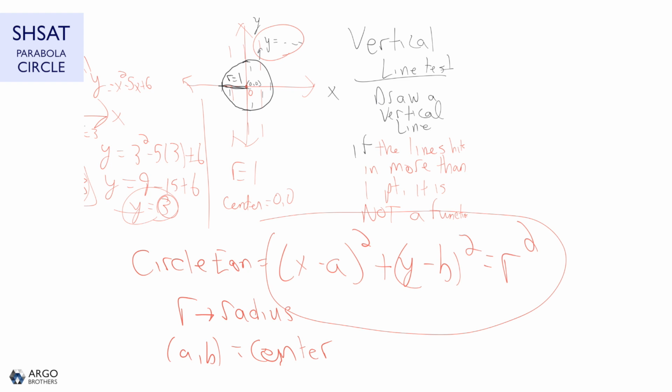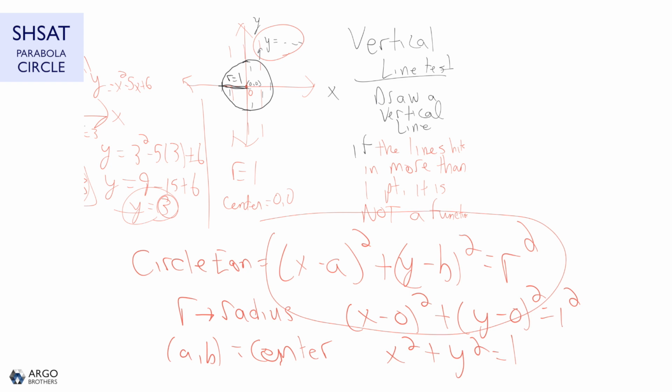So our radius is 1 and our center is 0, 0. So we have x minus 0 squared plus y minus 0 squared equals 1 squared. So we have x squared plus y squared equals 1. And that is our equation.